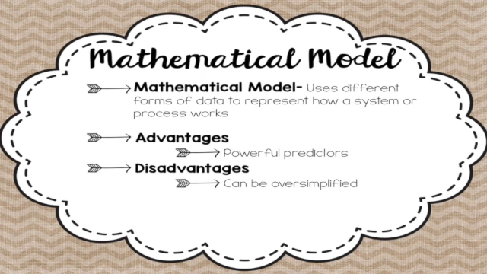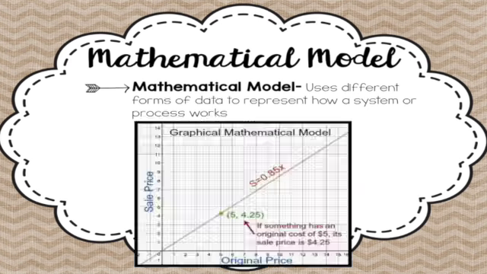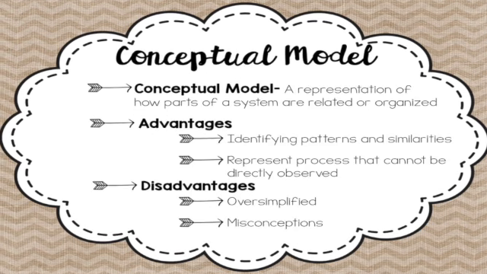All right. Mathematical models use different forms of data to represent how a system or process works. The advantage of mathematical models is they are powerful predictors. The disadvantage is that they can be oversimplified. And if I go ahead and give you an example, you'll see a graph here as a perfect representation of a mathematical model. And finally, you have a conceptual model.